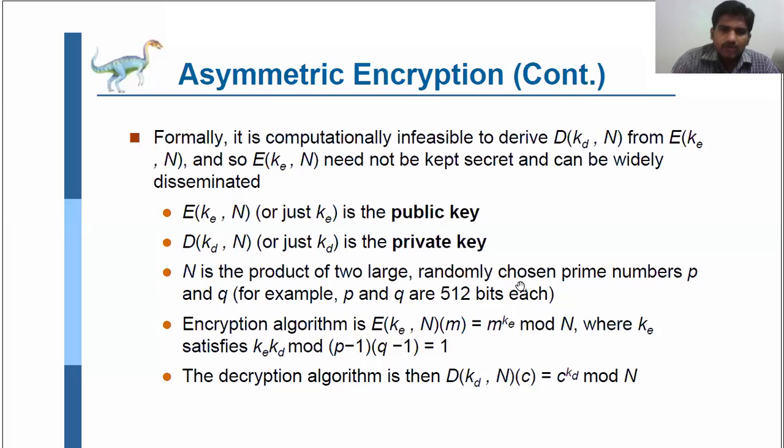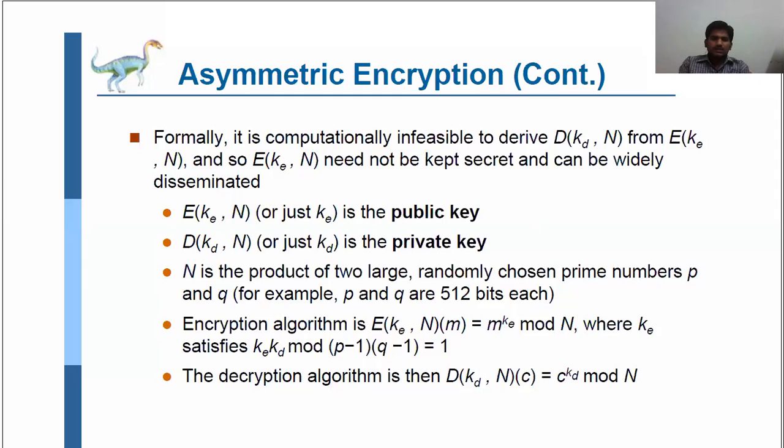So n is a product of two large, randomly chosen prime numbers. In the RSA algorithm we use two prime numbers P and Q, for example, each 512 bits in size. The key size may vary based upon the algorithm.